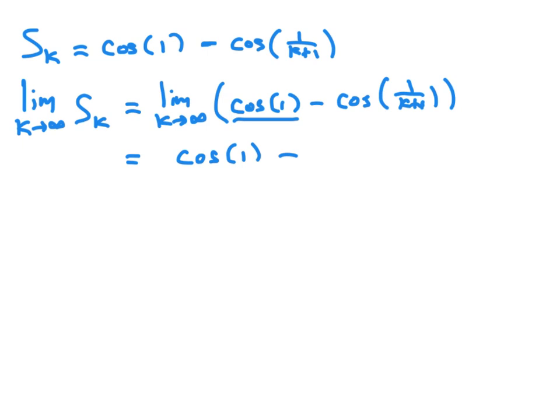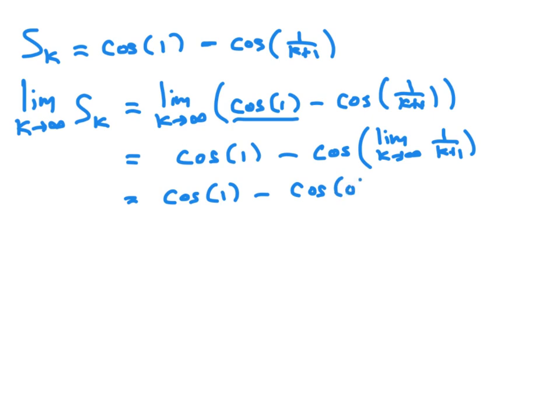In the second term, we have the limit as k goes to infinity of cosine of 1 over k plus 1. And we note that cosine is a continuous function. And so when we have the limit of a continuous function of a sequence, we can pull that limit inside the continuous function, and in this case get the cosine of the limit as k goes to infinity of 1 over k plus 1. And we know that 1 over k plus 1 will go to 0 as k goes to infinity. And so the limit of our partial sums will be cosine of 1 minus cosine of 0.